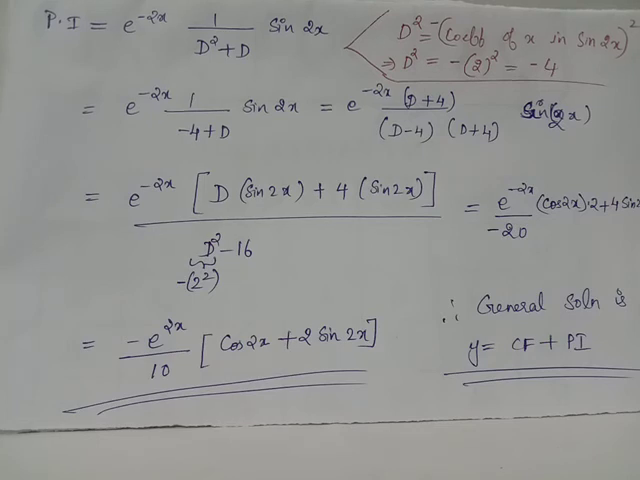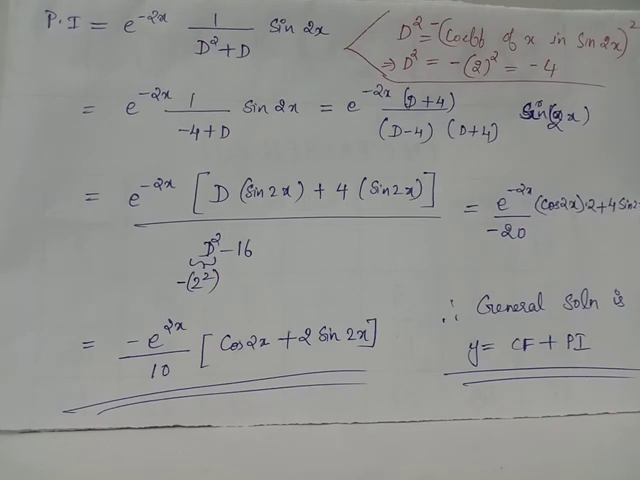In the numerator, we have capital D plus 4 will act on sine 2x. That is, derivative of sine 2x plus 4 times sine 2x is obtained in the numerator, along with e raised to minus 2x getting multiplied in the numerator. We have derivative of sine 2x equals cos 2x multiplied to 2. Since you can take 2 common outside from these two terms in the numerator, and we have a 2 getting cancelled from the denominator, we will obtain PI equals negative e raised to minus 2x upon 10 multiplied to cos 2x plus 2 times sine 2x.